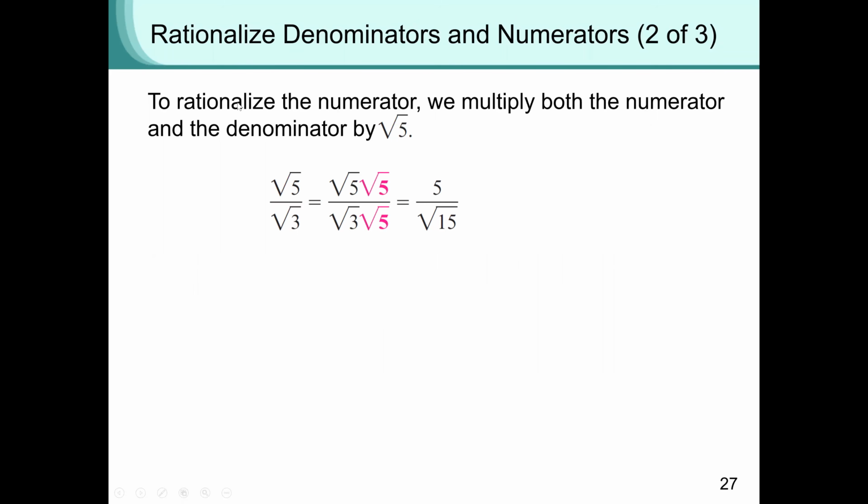So here they say we should rationalize the numerator. So now, the numerator is 5 square root of 5. So I'll multiply by square root of 5, and I'll do the same thing to the denominator, square root of 5 over square root of 5. So that will give me 5 times 5 is 25. The square root of 25 will give me 5. 5 times 3 is 15. So the final answer will be 5 over square root of 15.